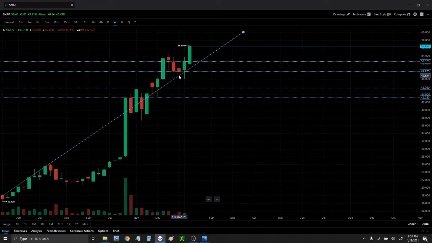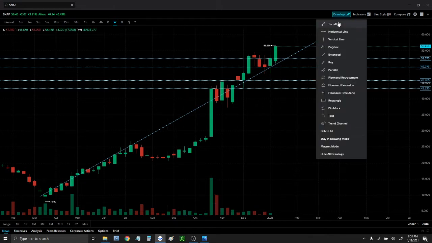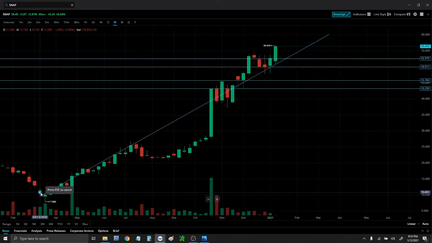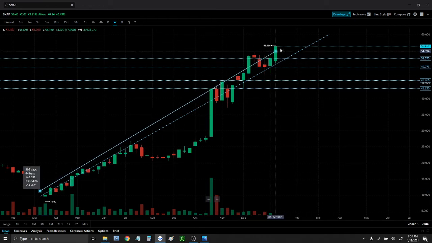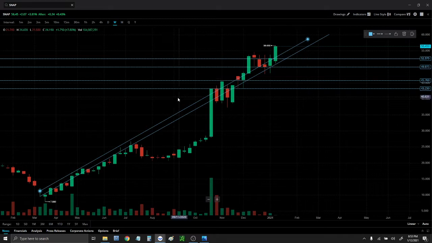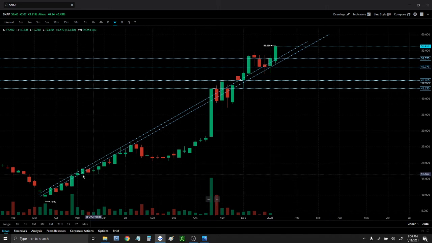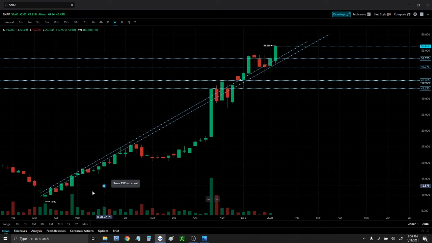Then you see up here the lines supporting it. So that might be an outer line. Let's go ahead and draw the upper portion. So now this would be what you would call channeling. It's said to be channeling when it's traveling in a certain range.